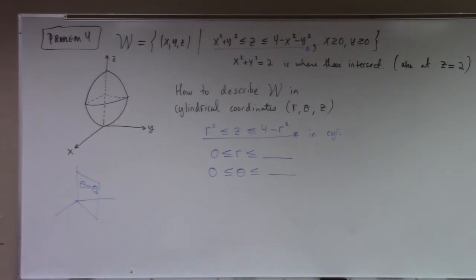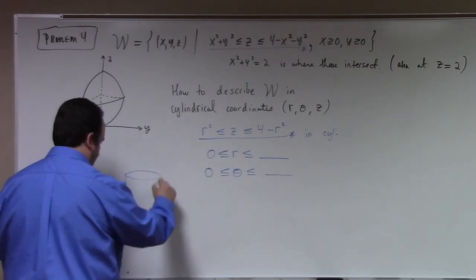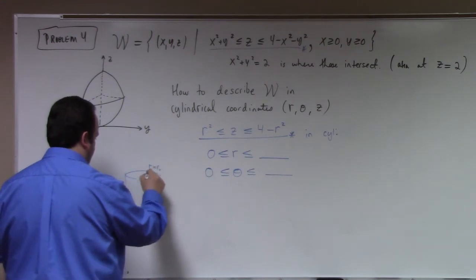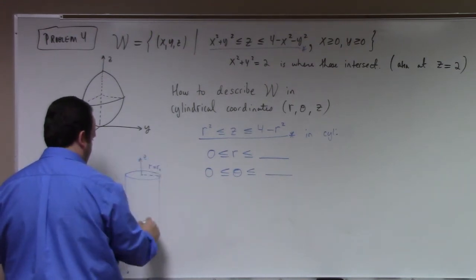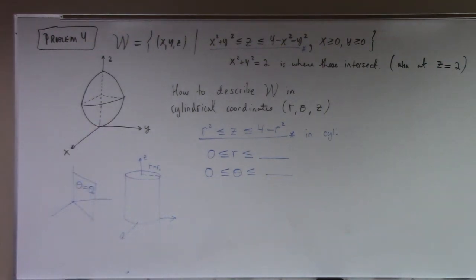What's r equals r naught? I mean, r equals a constant, that's a cylinder. Hence the name cylindrical coordinates. Why are they called spherical coordinates? Because if we set the spherical radius equal to a constant, we get spheres. We set the cylindrical radius to a constant, we get cylinders. So it's cylindrical coordinates.